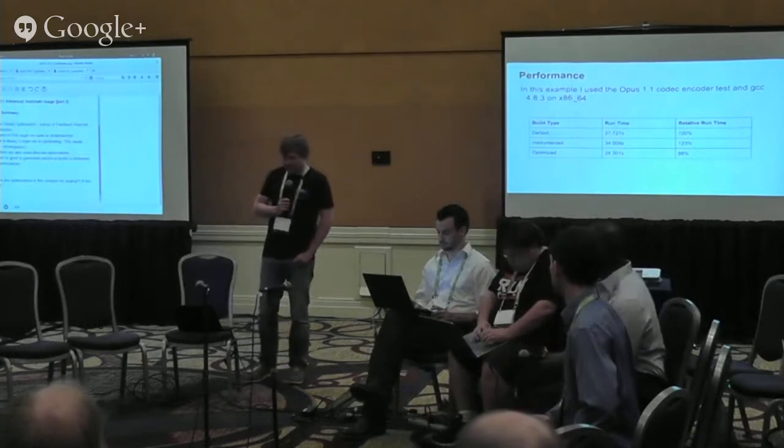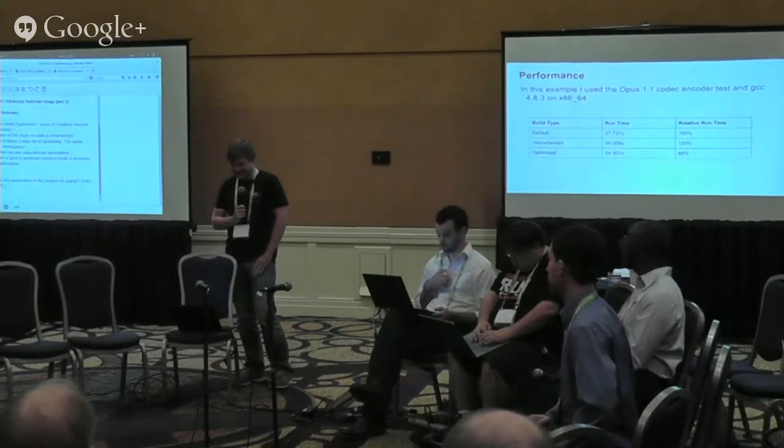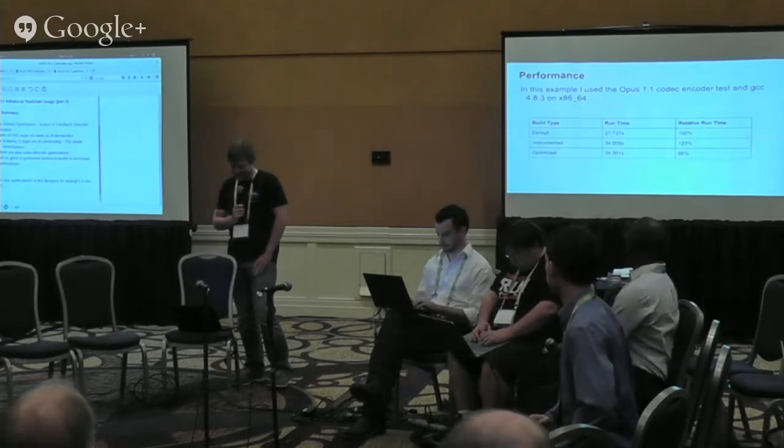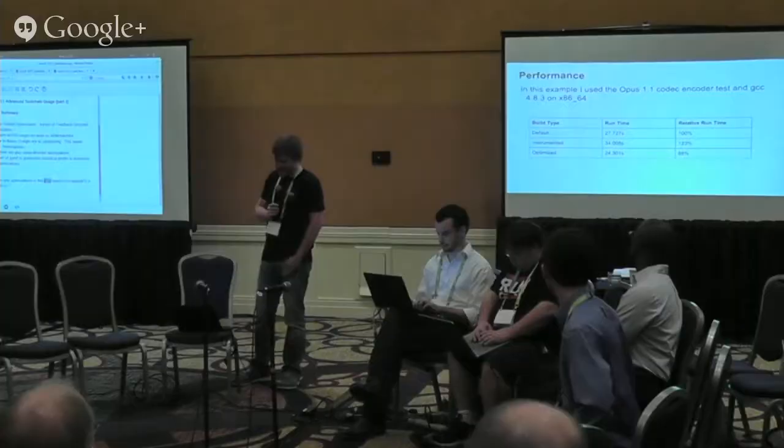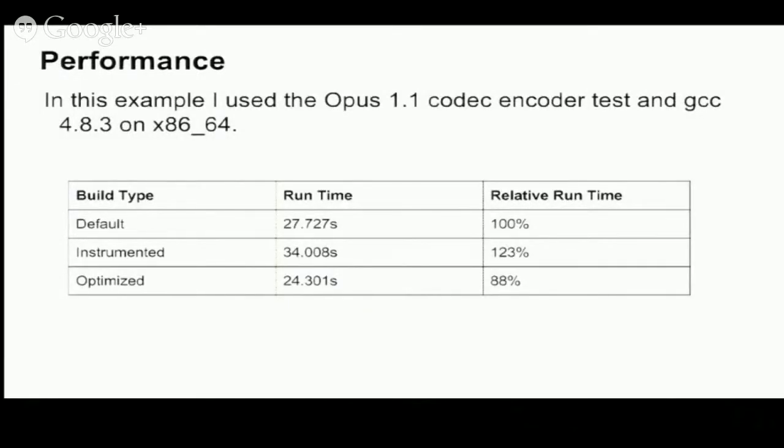Right, so I ran a few quick tests on my laptop, which isn't ARM, unfortunately, using the Opus encoder test. And as you can see, it takes about 27 seconds with just O2. If you pull in -fprofile-generate, it pushes the runtime up to 34 seconds, because that's adding the overhead of instrumenting each and every basic block and collecting all those profile details.